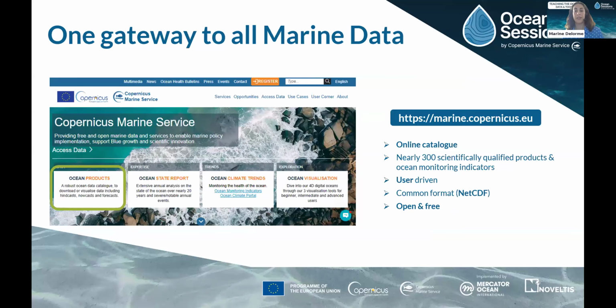All Copernicus Marine data is accessible through a single website, marine.copernicus.eu. After a simple and free registration, you can browse the data store, download harmonized datasets, and explore detailed product pages that include metadata, documentation, quality information, and multiple data access options. From the homepage, click Ocean Products to open the catalog.